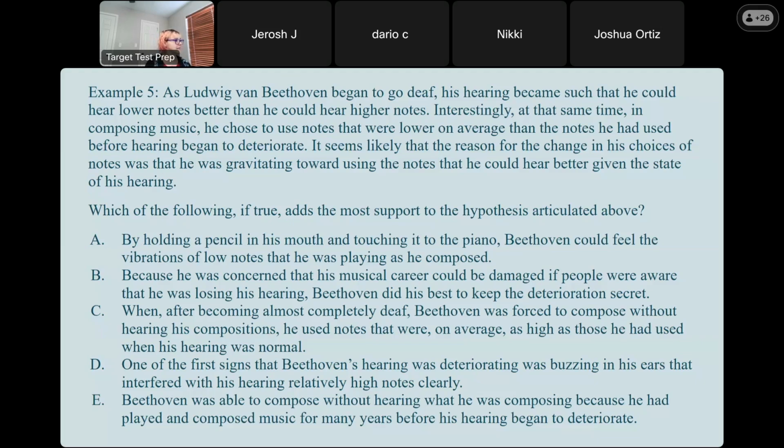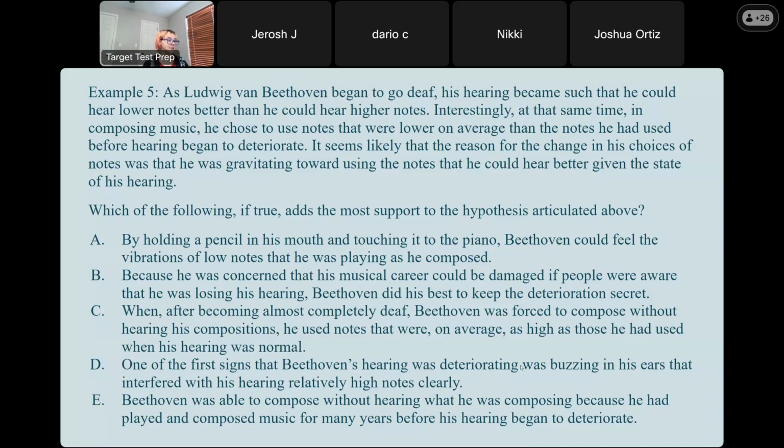D, one of the first signs that Beethoven's hearing was deteriorating was buzzing in his ears that interfered with his hearing relatively high notes clearly. So we actually already know that he could hear lower notes better than he could hear higher notes, because it is stated here in this first sentence. So this one does the same sort of thing where it supports a premise with information, but we don't really need it supported.